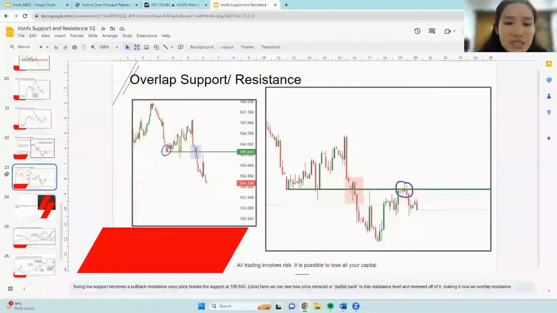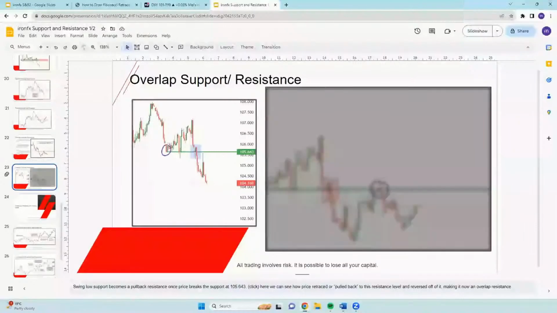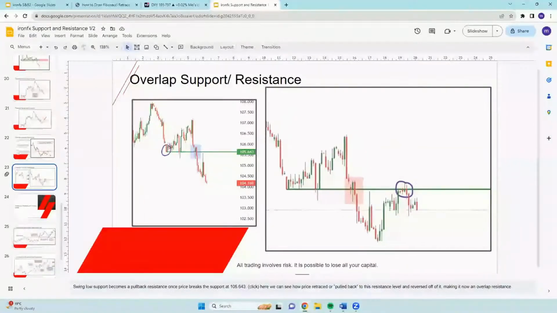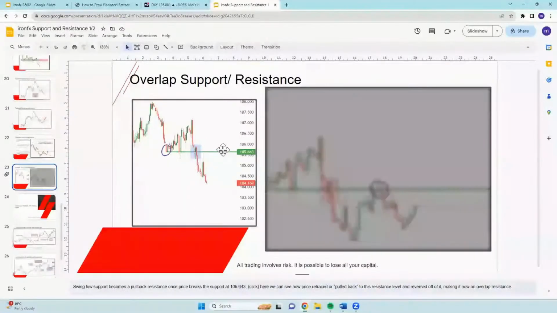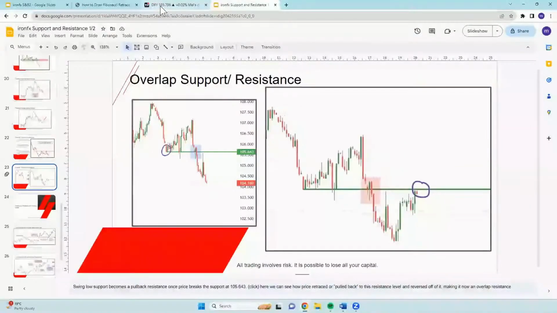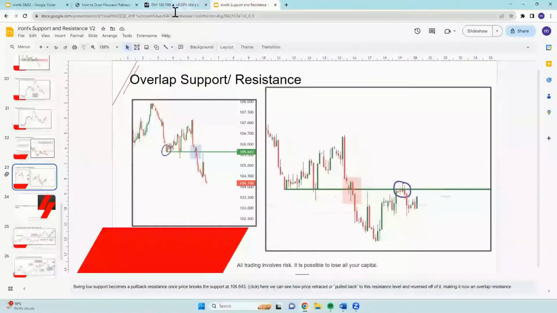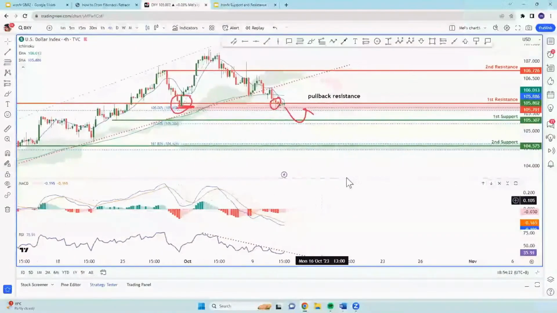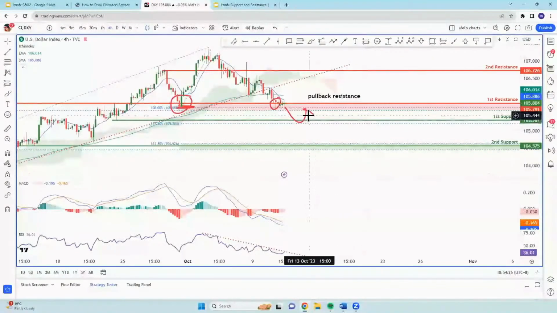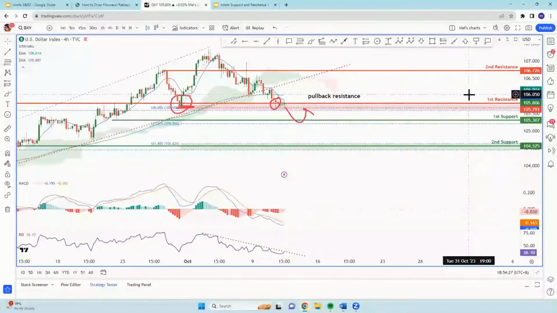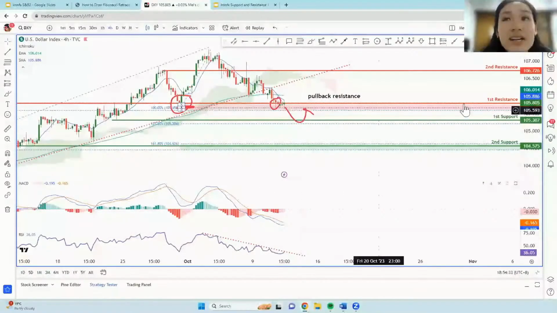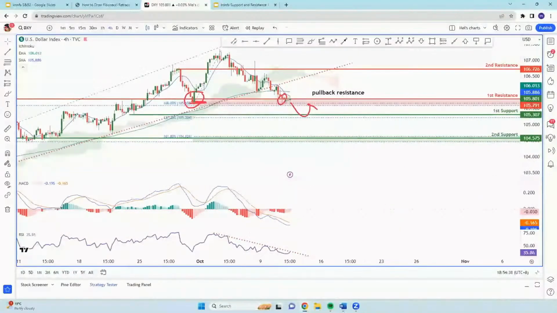Does that answer your question? Yes, I grasped it. At least I'll further my analysis again. But I understand what you mean by the first resistance, the line you drew, which is the pullback resistance. I understand it now. But yeah, it is a little bit close to where price is at. So I understand your concern as well. All right. Okay.